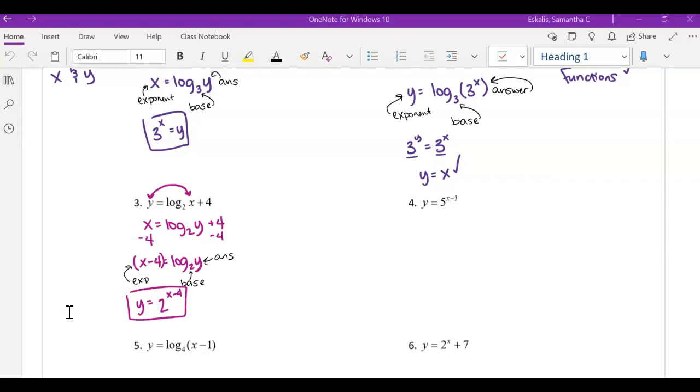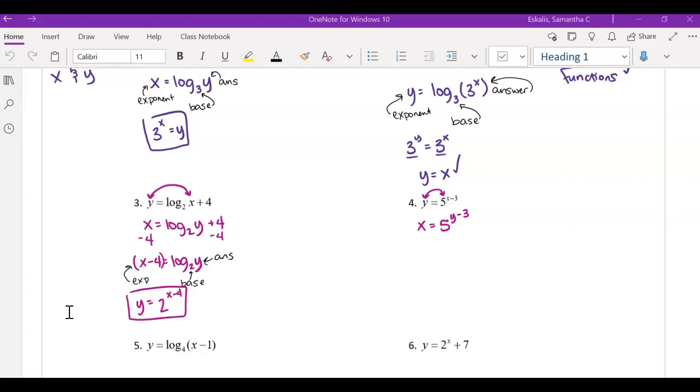So now looking at number 4, we're going to do it the exact same way. We're going to start by rewriting our function as x equals 5 to the power of y minus 3. So we're switching our x and our y. And now we need to solve for our inverse. So we're going to solve for y by rewriting it in logarithmic form. Since this is already in exponential form, we're going to write it in logarithmic form.